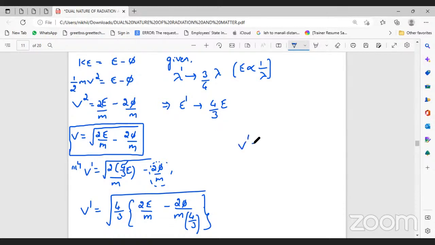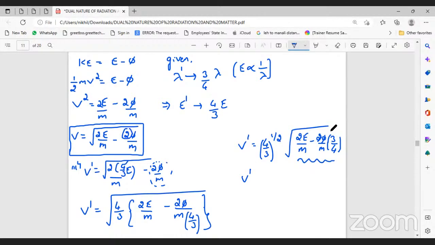So what will happen to V dash? I will take it as (4/3)^(1/2) times the root of (2E/M − 2φ/M × 3/4). So 3/4, if you multiply, it will be 0.75. Two ones are 2, two twos are 3/2. It becomes 3/2. So 3/2 times here, 2 times. This is 2 times, this is 3/2 times. 3/2 means 1.5.